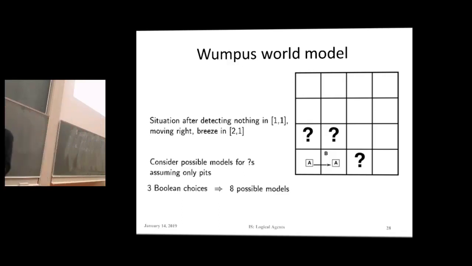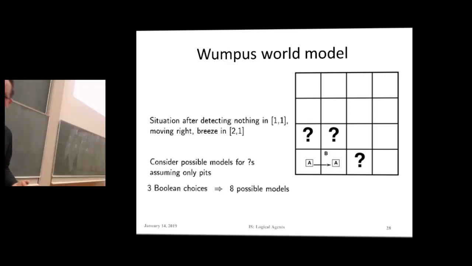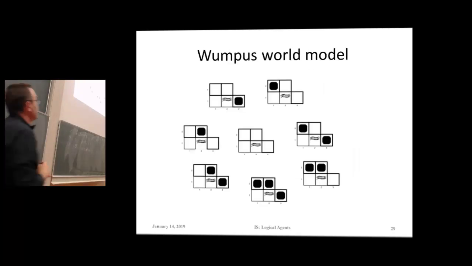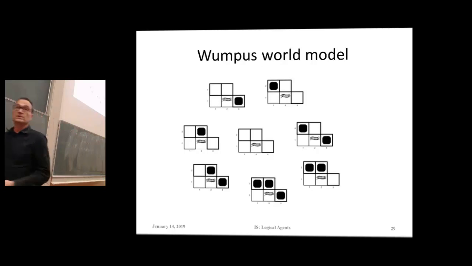So we are in the situation that we've been in at 1.1, moving right, breeze in 2.1, and now let's look at these situations where we don't know anything about those three fields here. Basically we want to know whether there are any pits in any of those situations, and whether one of those fields is safe or not.